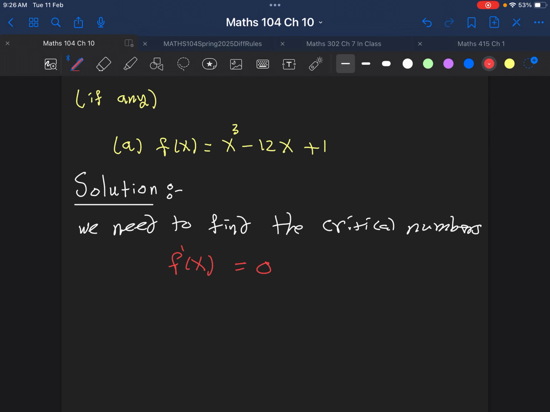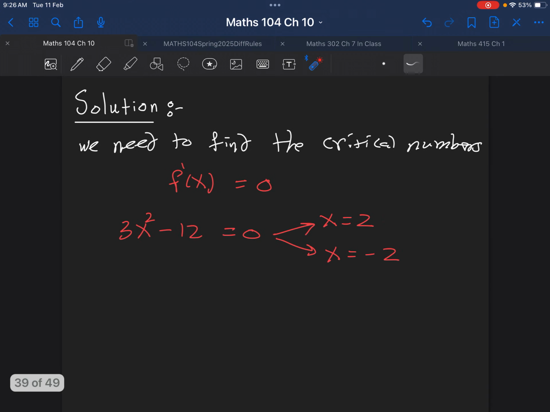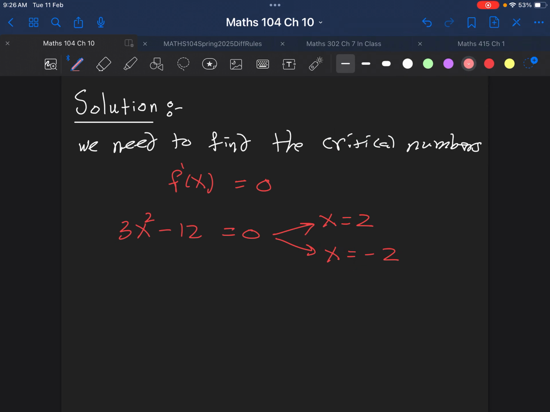What is the derivative of this function? It is 3x squared minus 12 equal to 0. So we will get either x equal to 2 or x equal to negative 2. Now, is this going to give me a maximum? I don't know. A minimum? I don't know. So what we will do is find the second derivative.